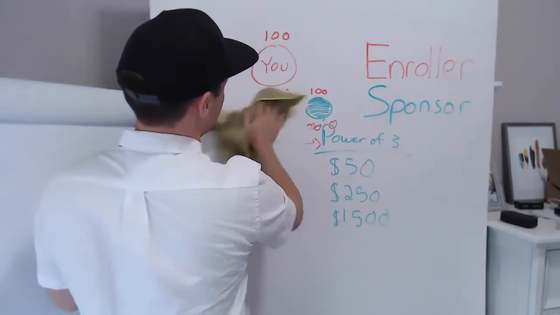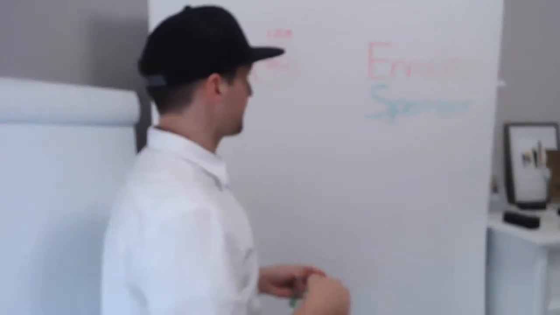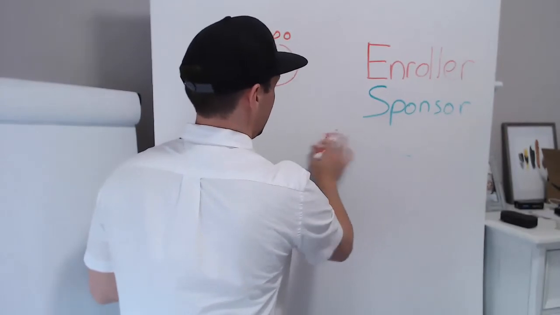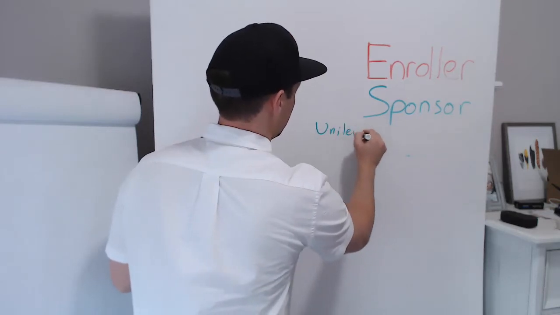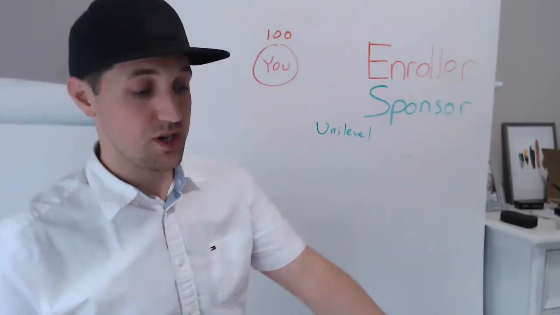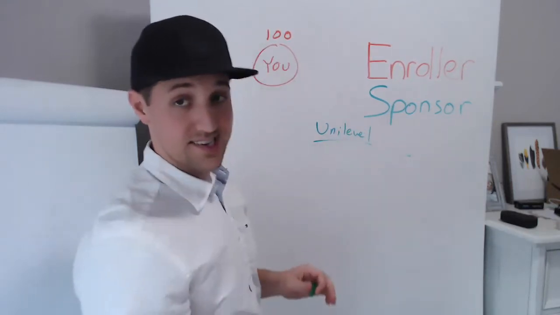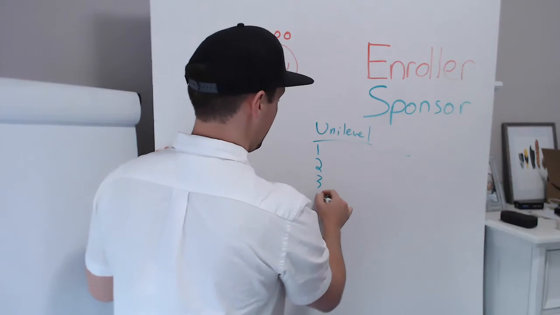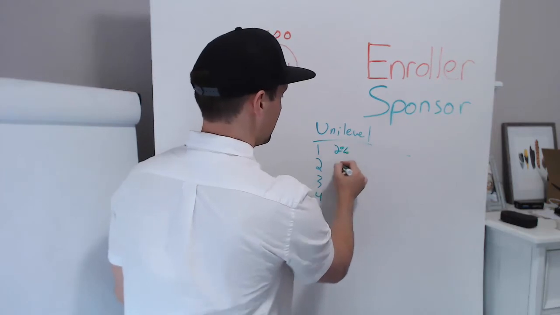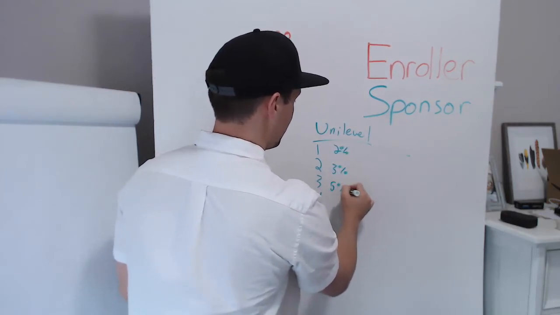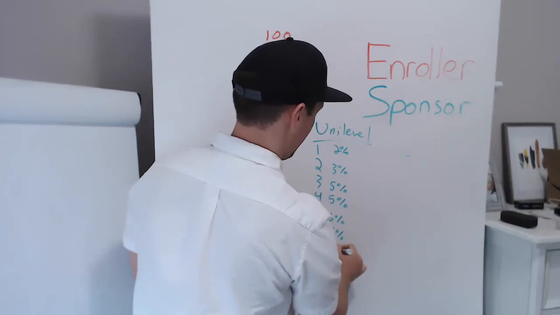The next bonus we're going to talk about is Unilevel. Let's go green, because Unilevel is a sponsorship-based bonus. And we know, if you've watched the compensation plan video, that you earn on 7 levels, 1, 2, 3, 4, 5, 6, 7. You earn on your first level 2%, 3%, 5%, 5%, 6%, 6%, and 7%.